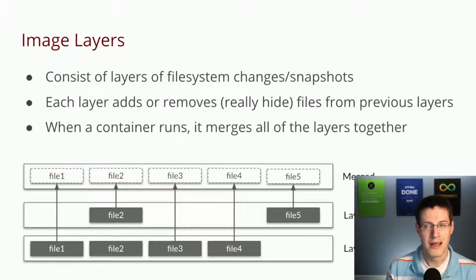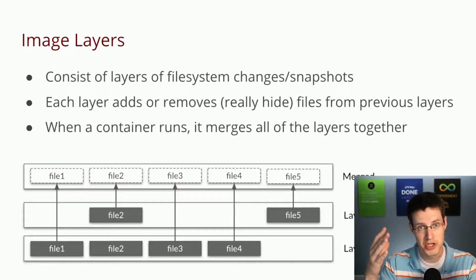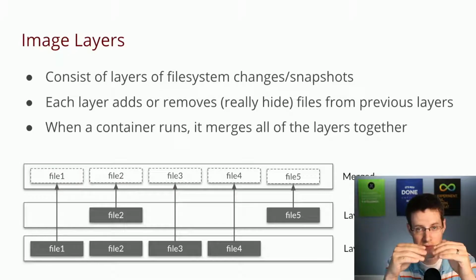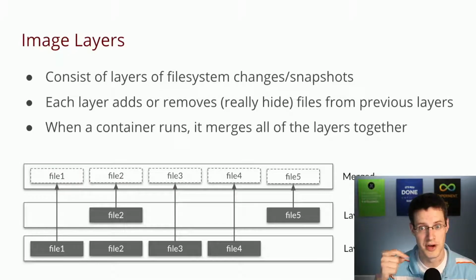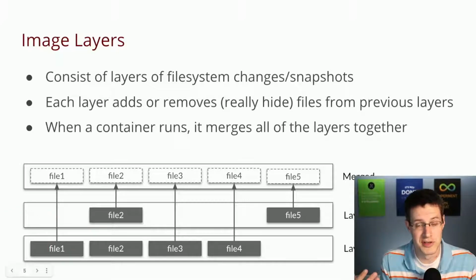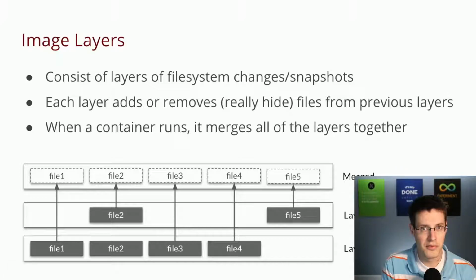Whenever you pull an image or push an image and you're seeing those individual progress bars for downloads or uploads, that's what's happening here. We're pulling and pushing these individual layers of file system changes. And a Dockerfile outlines how these layers are being created.